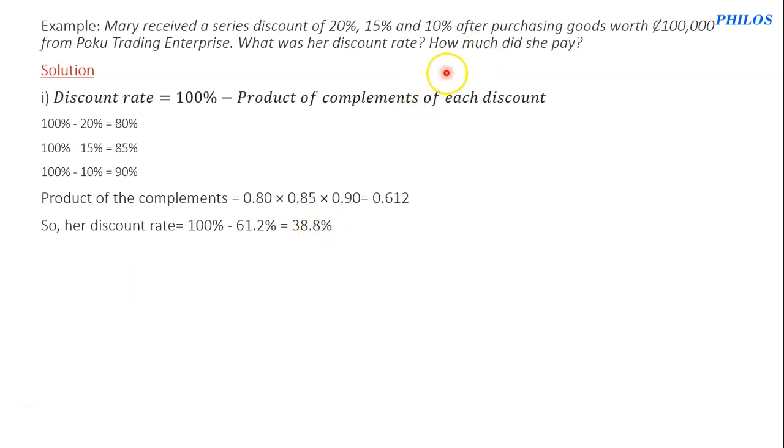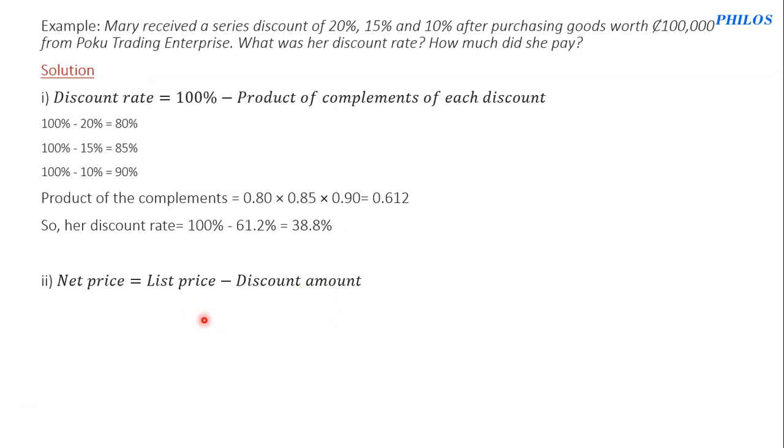Roman number 2 says, how much did she pay? That is after the discount. So we want to find her net price. And remember, the net price is equal to list price minus discount amount. We are using the discount method. Now, when you look at the question, we know the list price to be 100,000 cedis, but we don't know the discount amount. So we need to find the discount amount first.